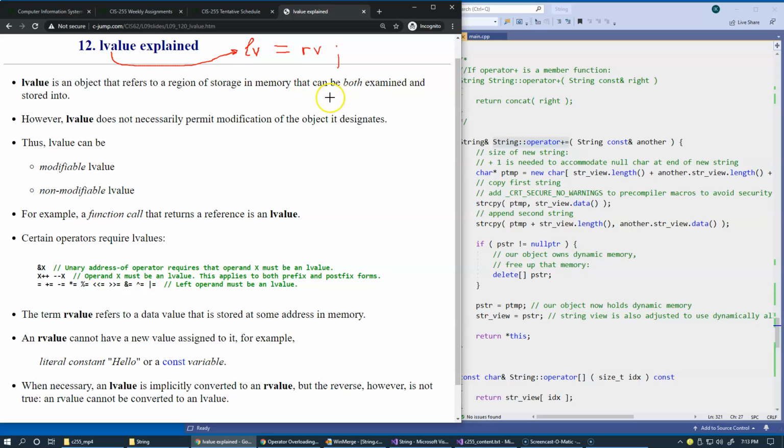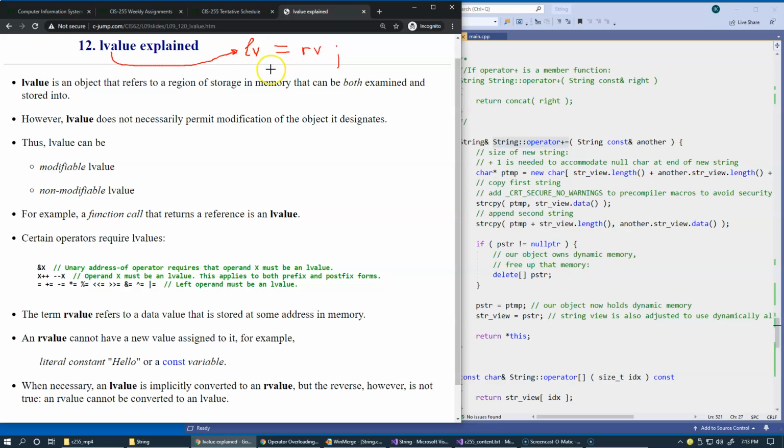And typically it can be both examined and stored into. Okay, so at some point this thing in memory accepts new data. However, the lvalue, or left-hand side value here, does not necessarily permit modification of the object that it designates. Sometimes it's okay, sometimes it's not okay.